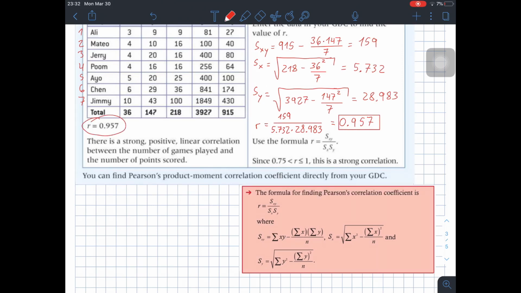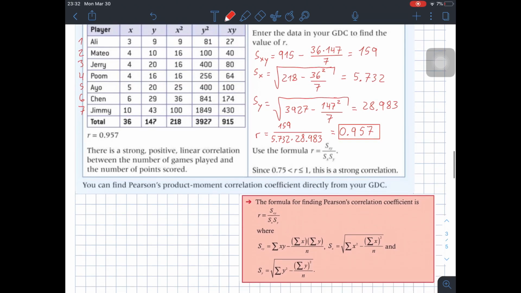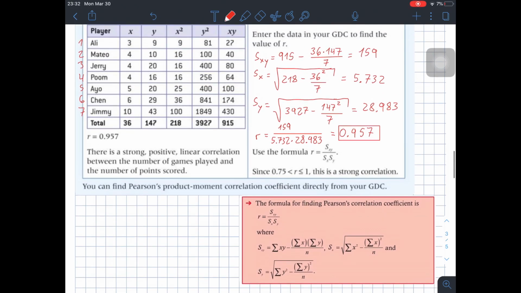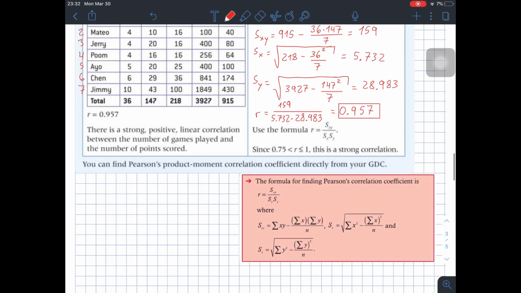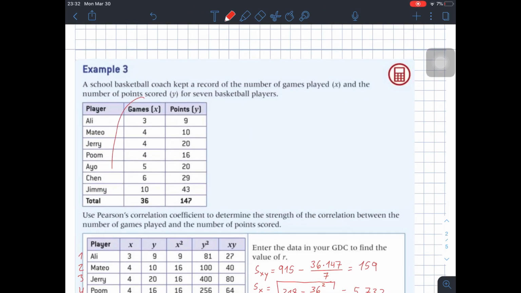Okay, so this is the way we calculate the Pearson's product moment correlation coefficient r by hand. So what type of correlation is this? This would be definitely a strong positive linear correlation. So we would say that there's a very strong positive correlation between the variables games and points, meaning that the more games you play, the more points you will score. Okay, so that's how we interpret the result in this case.